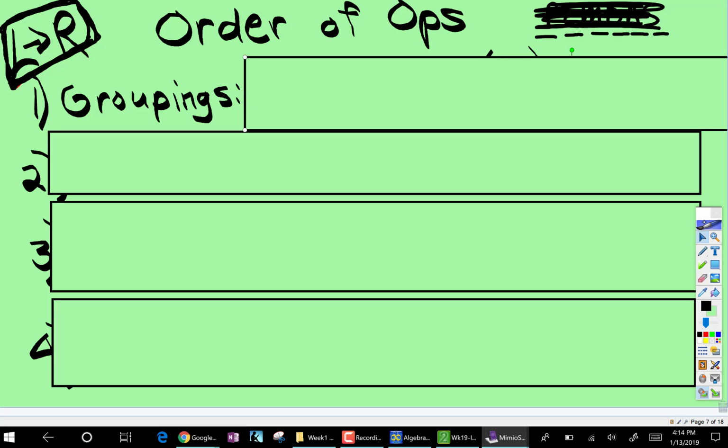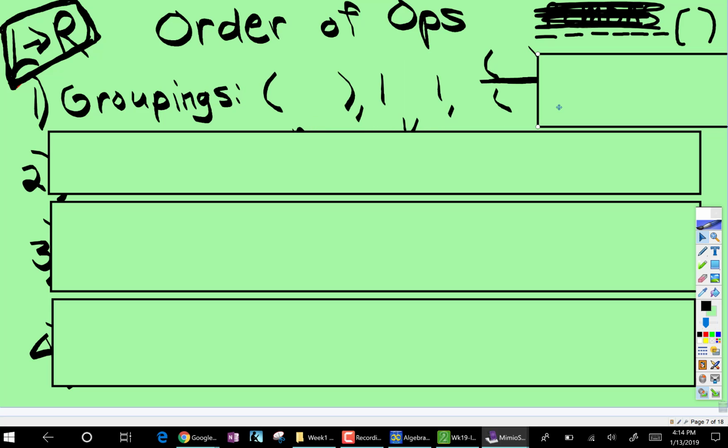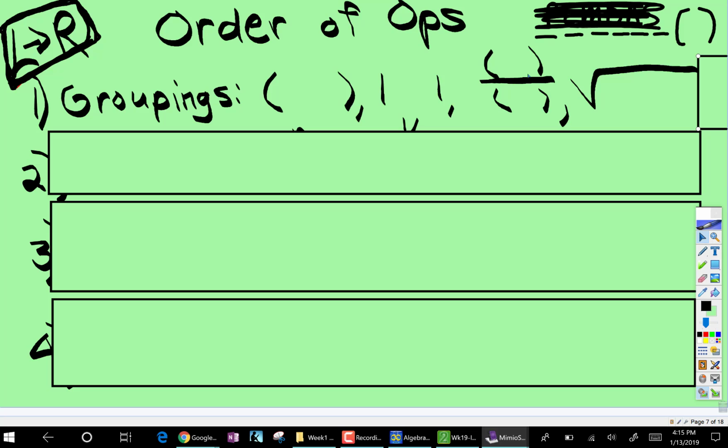The P in PEMDAS makes you think that parentheses is the only group. It is not. There's parentheses, there's absolute value, there's a fraction bar, there's a radical sign, and probably others that I'm not thinking of. Those are all grouping symbols, all right? Not just parentheses. So we don't like the P because there are other symbols besides parentheses.